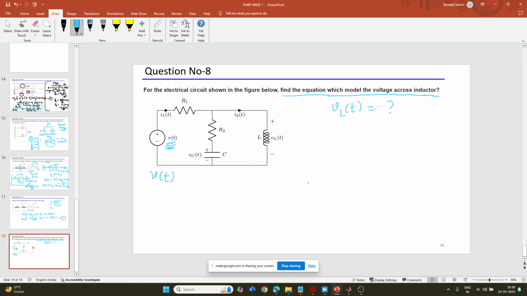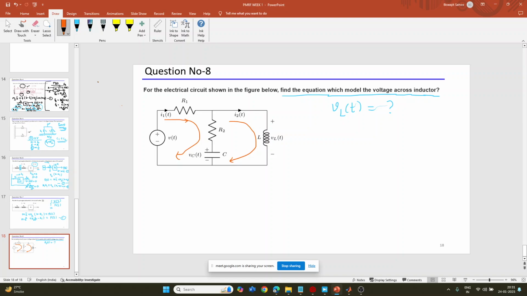You all know Kirchhoff's voltage law and Kirchhoff's current law. The current I1 of t is flowing, and in the second loop I2 of t is flowing. Let me change the color. Here this current I1 is flowing in this loop, and let me assume this current is in this direction. I2 is flowing in the second loop in this direction.